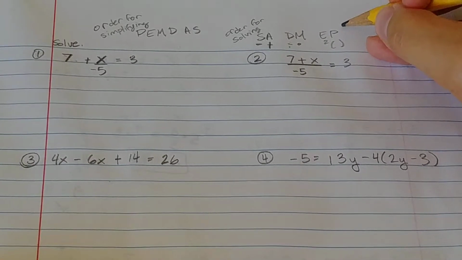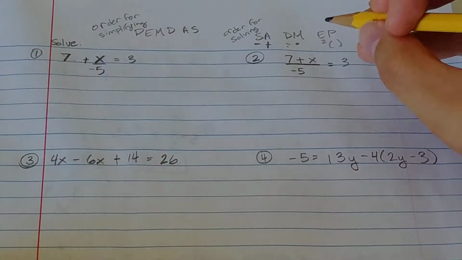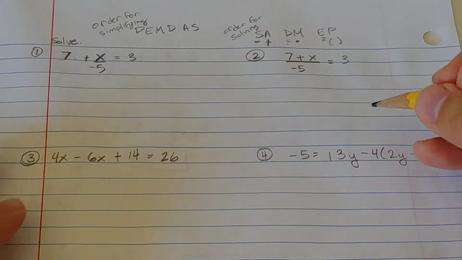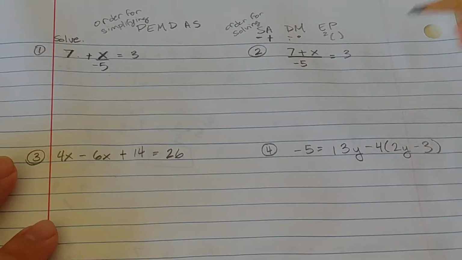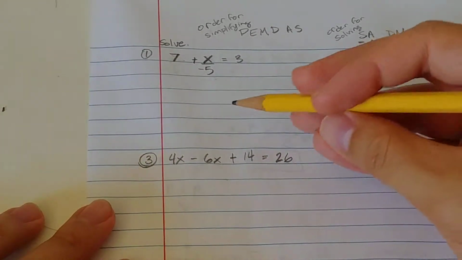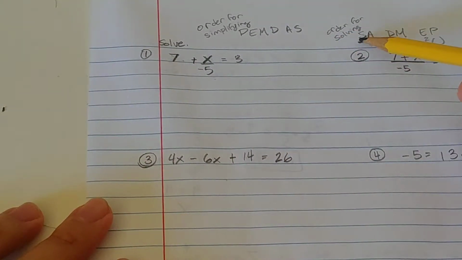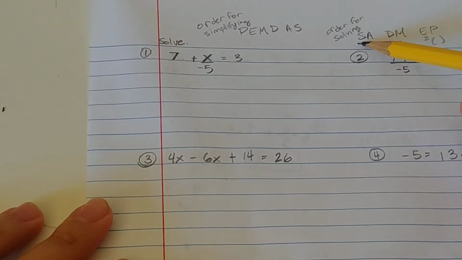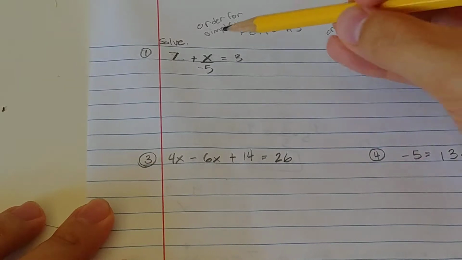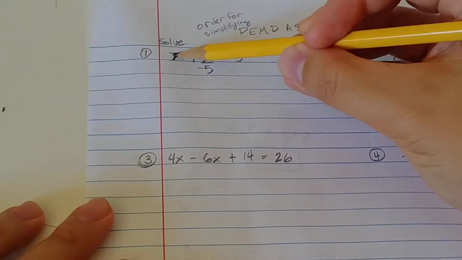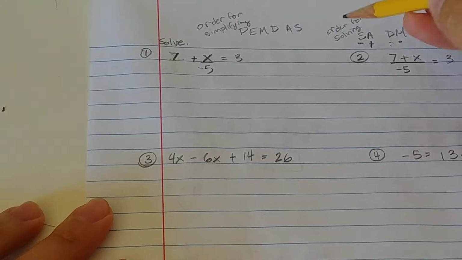Actually, some people say instead of PEMDAS, they say GEMDAS, which is like groups. That's also good, because sometimes you won't see parentheses, which we have in one of our examples. Okay, so let's look at this one. We want to use SAD MEP. So first, is there a subtraction or addition? Yes, there is. We have a plus 7, so we want to get rid of that.